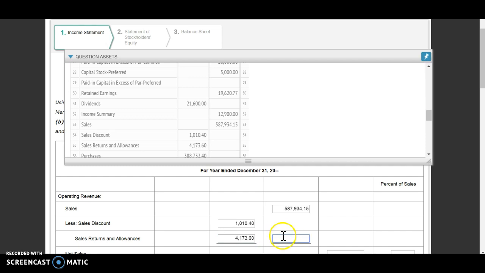Now notice I see that I have another blank right here. This simply tells me that I'm going to add those two together. I'm going to add that sales discount and sales returns and allowances together. I should get a total of $5,184.